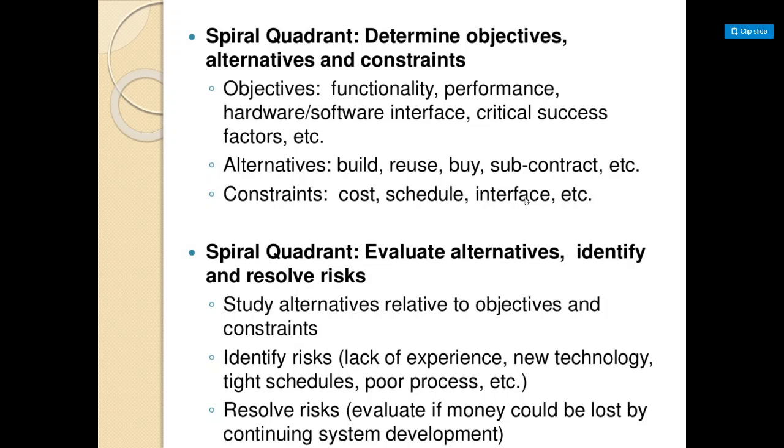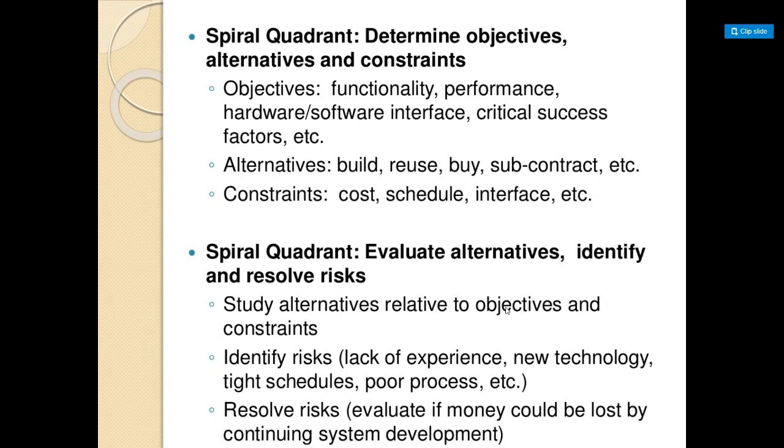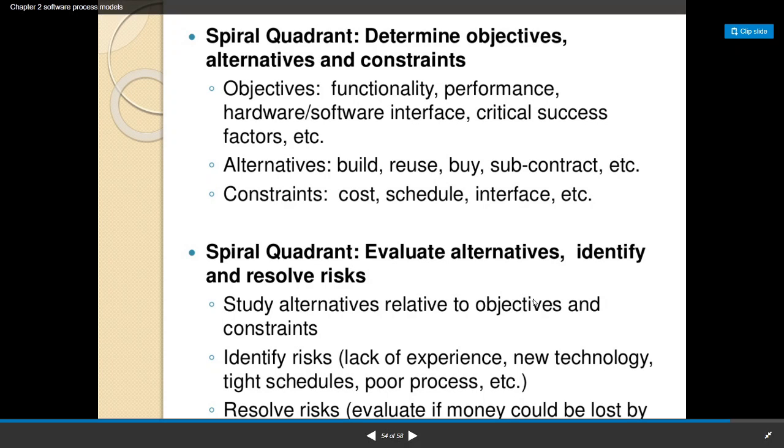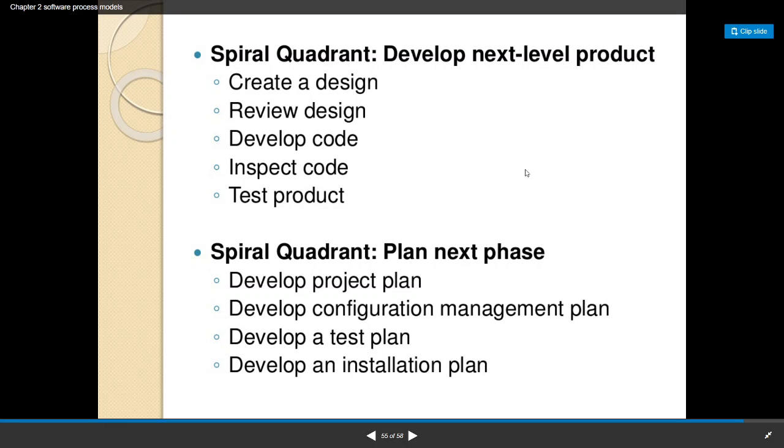So as I explained, all the quadrants are given with their detailed explanation, like what objectives, alternatives and constraints it's having. In the next one, evaluate alternatives and identify and resolve risk. What are the alternatives you have, how to identify the risk, all these things are done. Next is develop the next level product, where we design, review, develop, inspect and test. And the spiral quadrant in the next phase is to develop project plan, configuration management plan, test plan and installation plan.